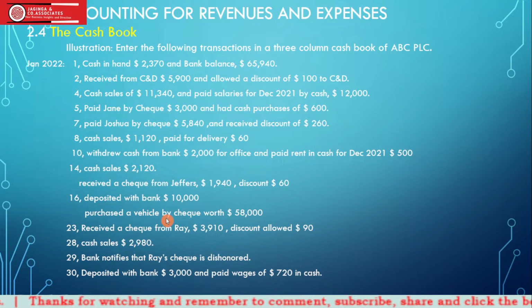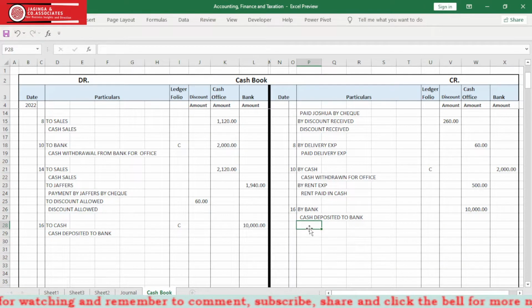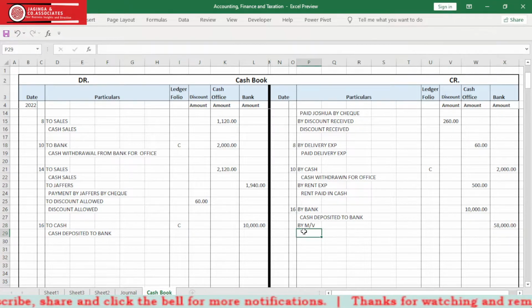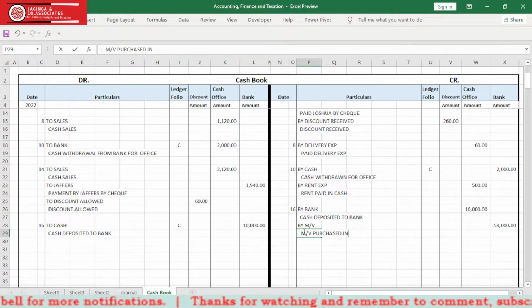Then we on the same day purchased a vehicle by check worth 50,000. So here we buy a motor vehicle. So motor vehicle we've written MV. So this was purchased 50,000. So the narration here is motor vehicle purchased in check, or purchased by check.